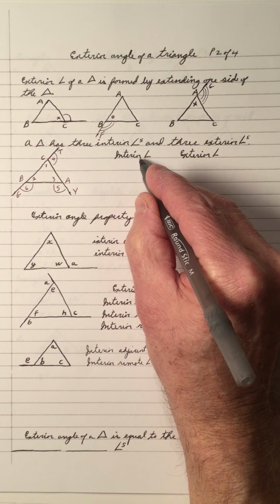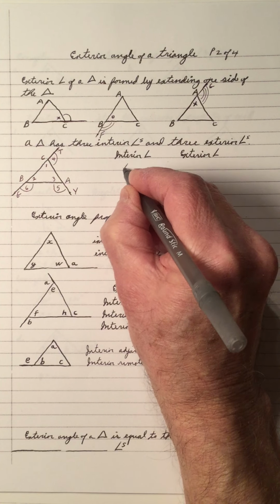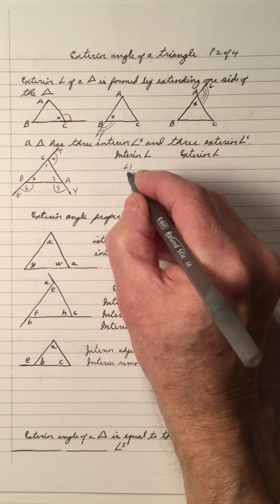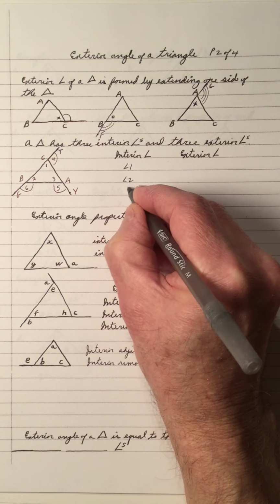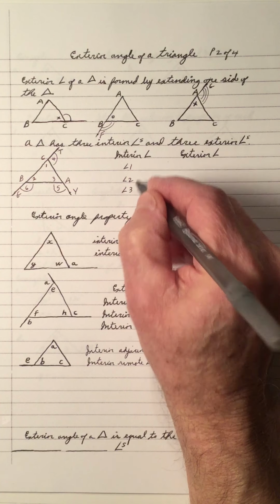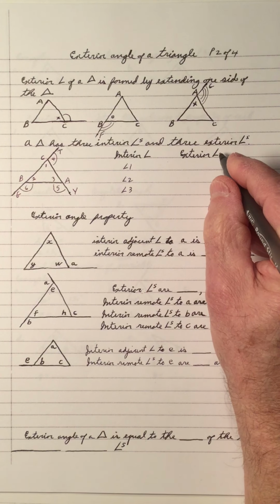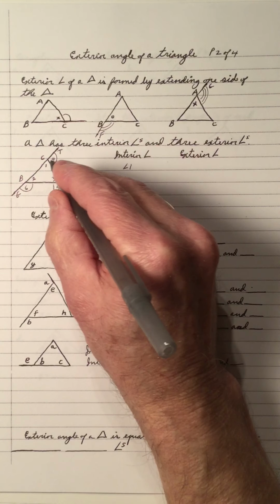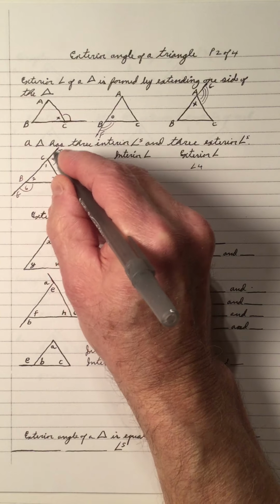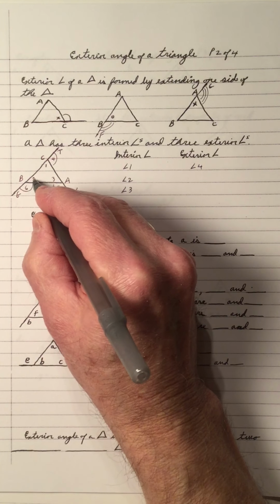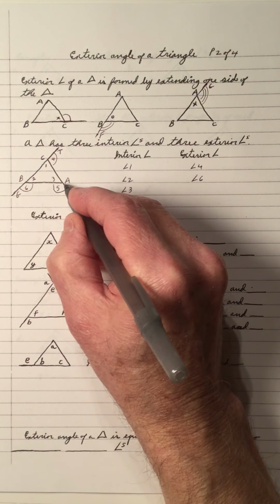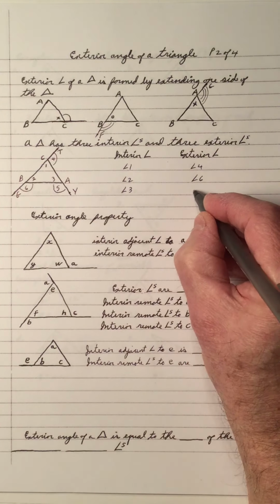So the interior angle is angle 1, and the interior angles are angle 2 and angle 3. Angles 1, 2, and 3 are interior angles. The exterior angle at 1 is 4. Angles 1 and 4 make a straight angle. The exterior angle at 2 is 6. And the exterior angle at 3 is 5.